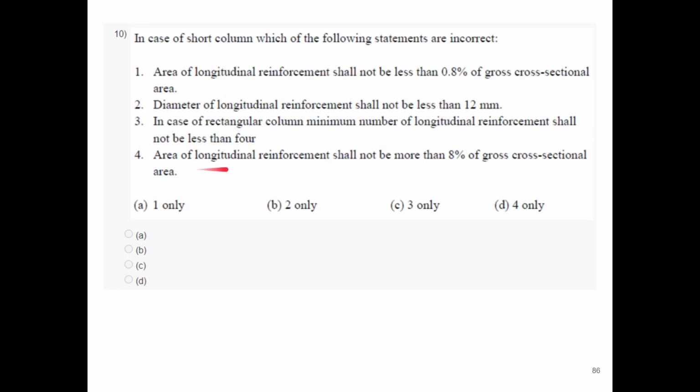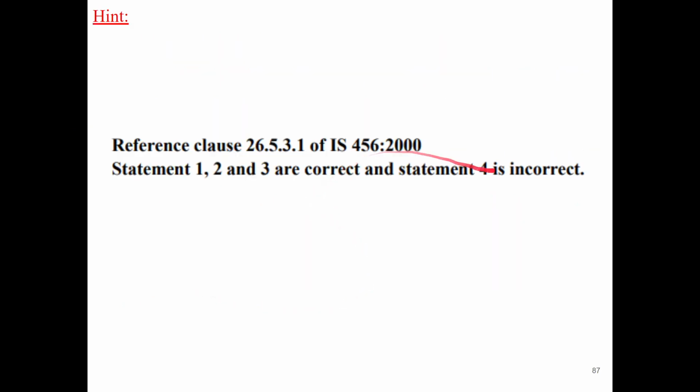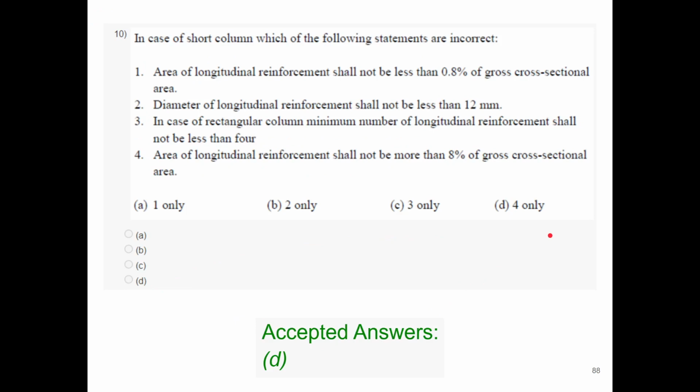But in the fourth case, the area of longitudinal reinforcement should not be more than 6%, not 8%. It should be between 0.8% and 6%, as we discussed in the initial slides also. So this is a wrong statement, the fourth is incorrect. So D, 4 only, will be the correct option. You can refer to clause 26.5.3.1 or the initial slide. Statements 1, 2 and 3 are correct, and 4 is the incorrect statement, so D, 4 only, is the correct option.